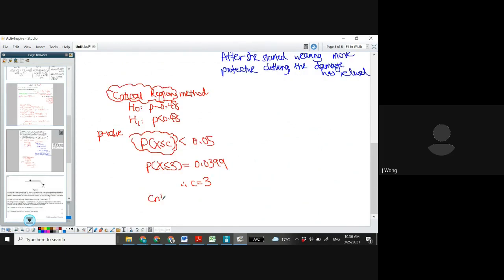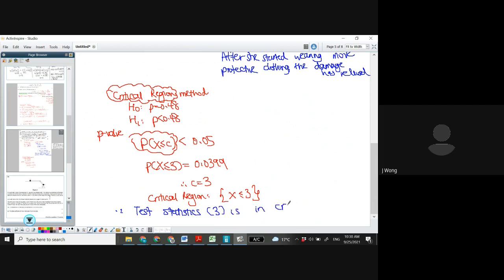So that's why the critical region is going to be x less than or equal to 3. Anything that falls into the region that we designed, we're going to reject H naught. And that is precisely the case, because our test statistic, 3, is in the critical region.